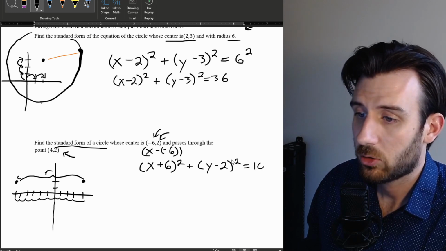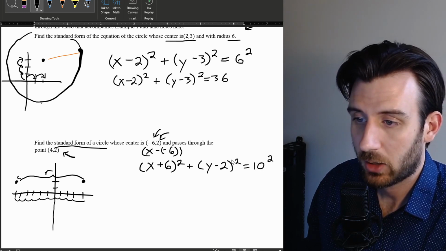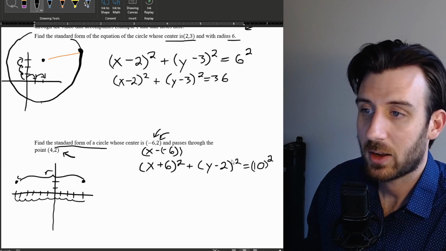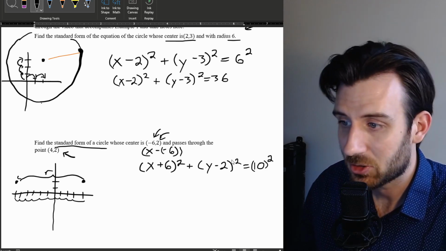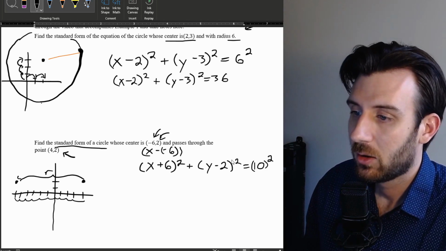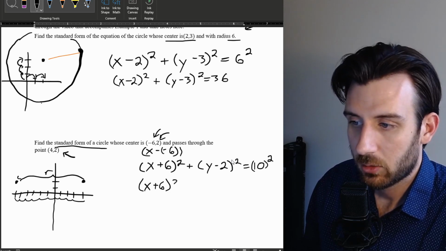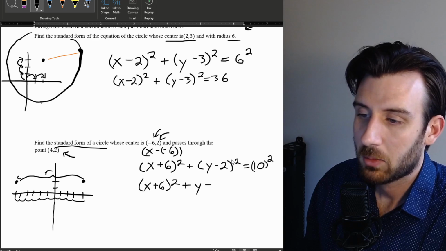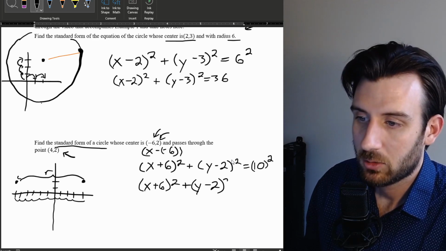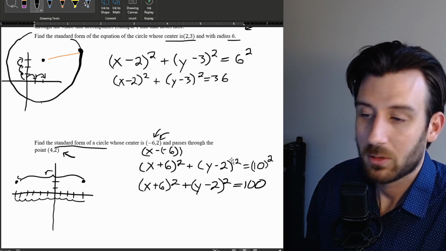So that'd be 10 units for my radius, and I need to make sure I square it so that I keep track of the fact that this is all just triangles I'm using to sketch it out and construct it with. Okay, well, I think that's about it. (x + 6)² + (y − 2)² = 100. Very nicely done.